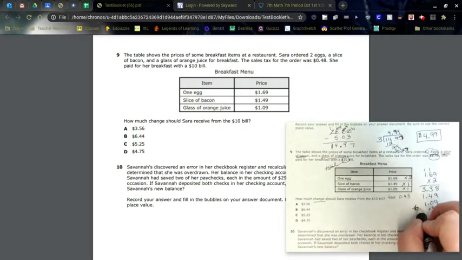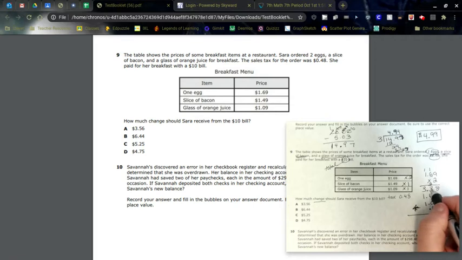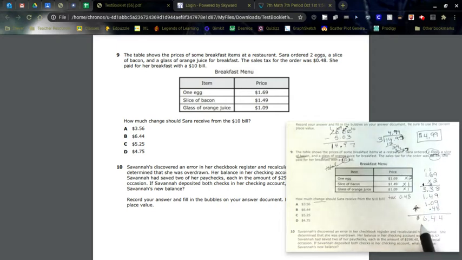Oops, not multiply, add. Okay, so we're going to add 9 plus 9 is 18. 18 plus 8 is 26. 26 plus 8 is 34. Okay, 4 plus 4 is 8. 8 plus 3 is 11. 11 plus 3 is 14. 3, 4, 5, 6. $6.44. So she spent $6.44.